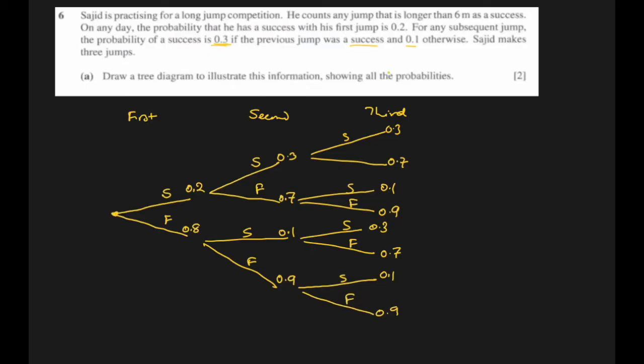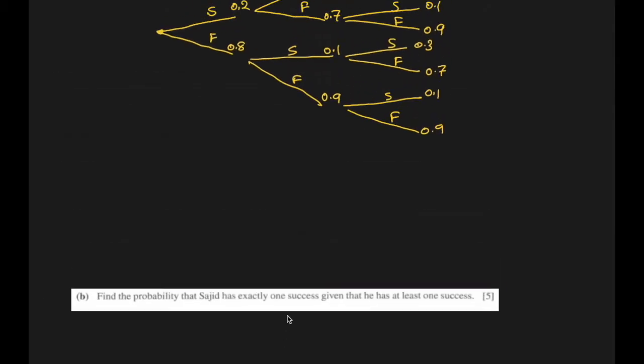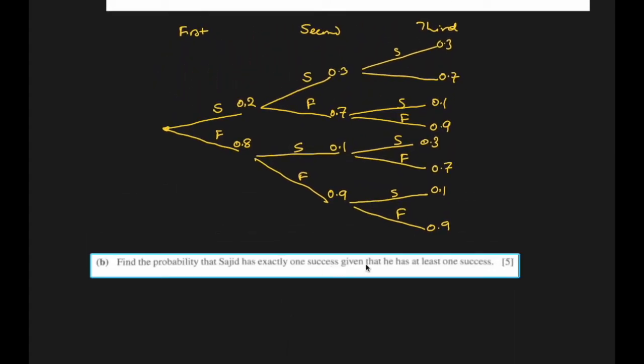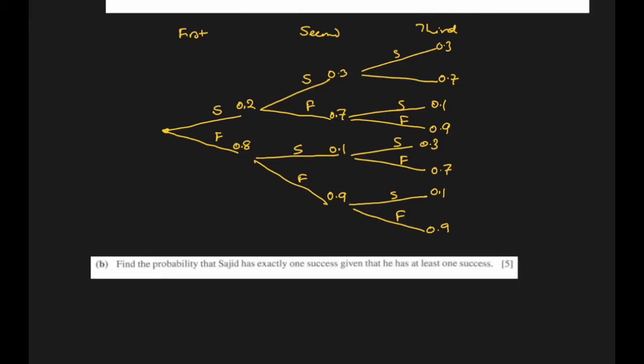And that's it. We have to draw only the tree diagram, and 2 marks for that. Okay, what is next? Find the probability that Sajid has exactly one success given that he has at least one success. So we have to use this formula if you remember. If not, write it. Probability A given B is equal to probability A intersection B divided by probability of B.